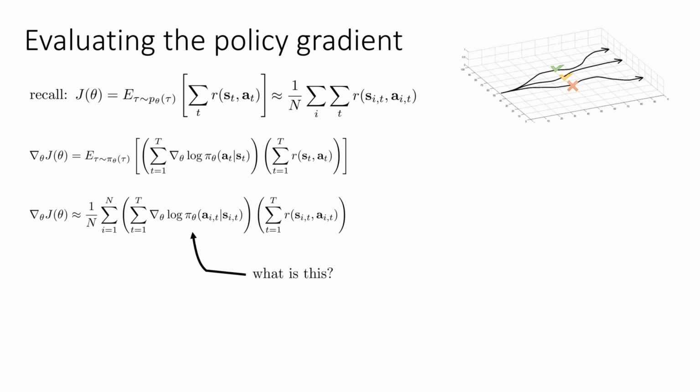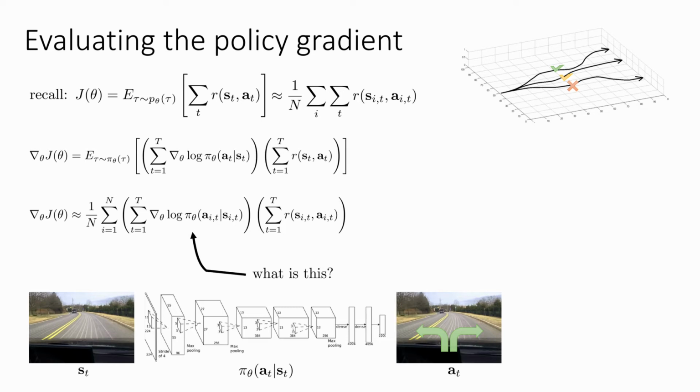Okay, so first, what is this thing? What is grad log pi? And if we understand what grad log pi is, maybe that can help us implement it. So let's think of a kind of a practical example. Maybe we have our driving policy. So images go in, steering commands come out, and we have a pi theta of a given s. If we have a discrete action space, maybe it's just like turn left, turn right, or drive straight, then we might implement pi theta a given s as a neural net that outputs the logits for a categorical distribution.